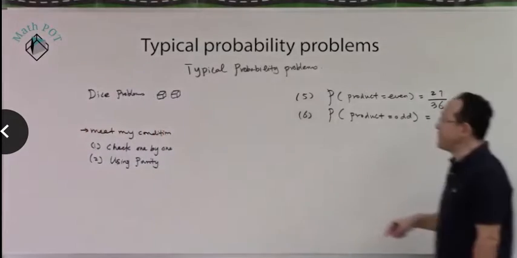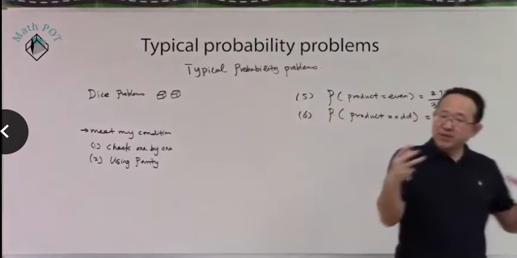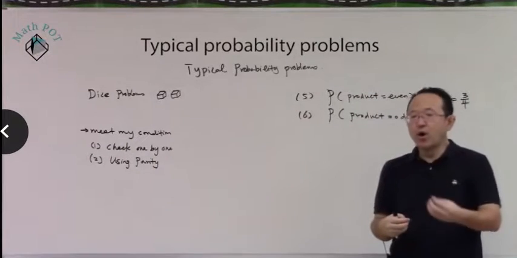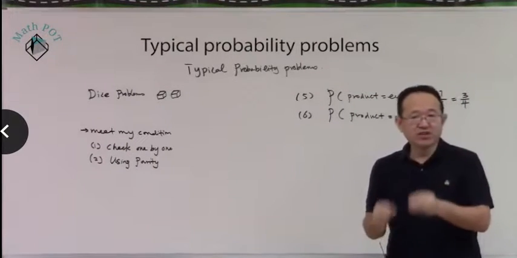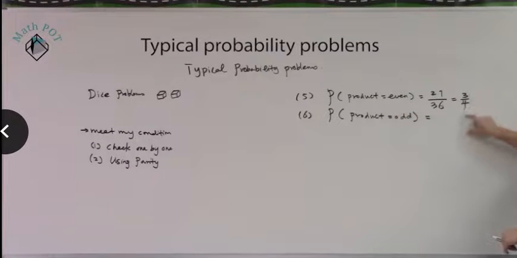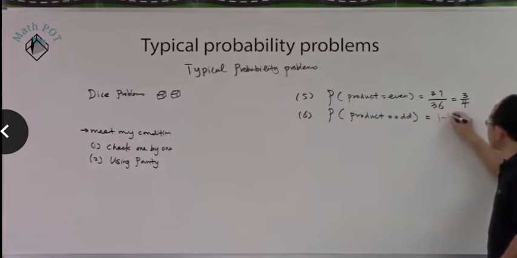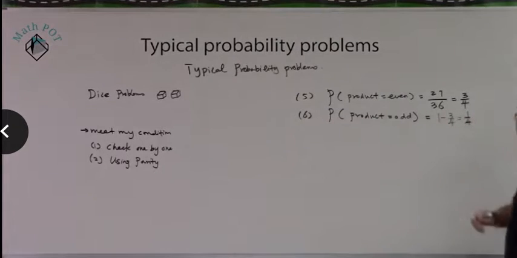Let's see why. If you get two numbers from those dice, it's very clear. The product is either odd or even, so no more. What that means is that this probability plus this probability must equal 1. We figure the answer must be 1 minus 3 over 4. Of course, the final answer here is 1 over 4.